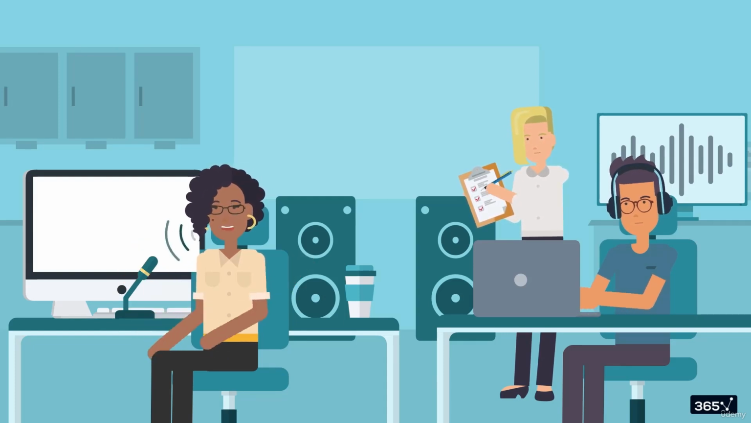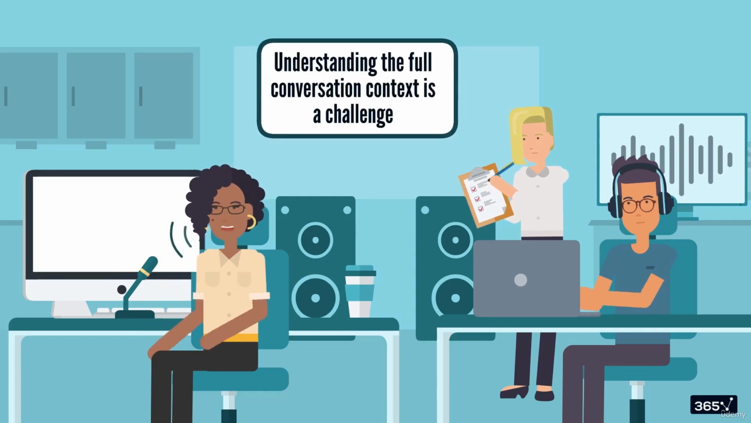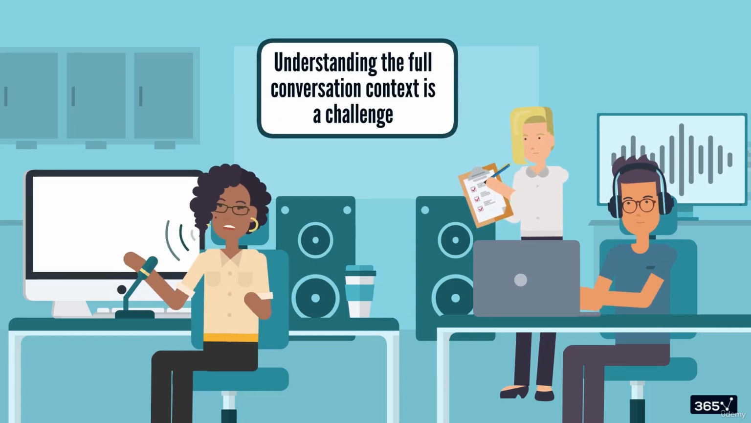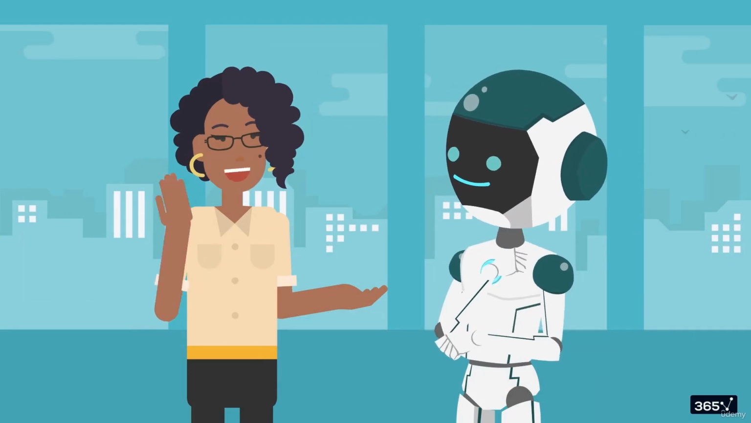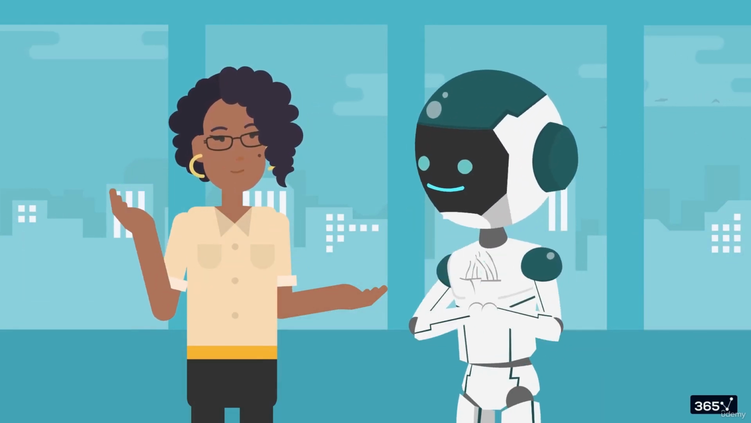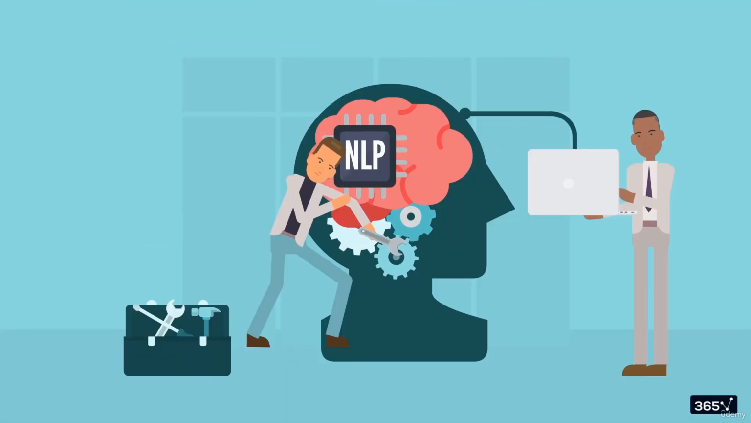While transformers have improved context recognition, understanding the full context of a conversation is still a challenge. For example, sarcasm, idioms, or cultural references can be difficult for a machine to interpret correctly. Researchers are exploring ways to integrate more sophisticated natural language processing techniques to help machines better understand context, but this remains an area of ongoing development.